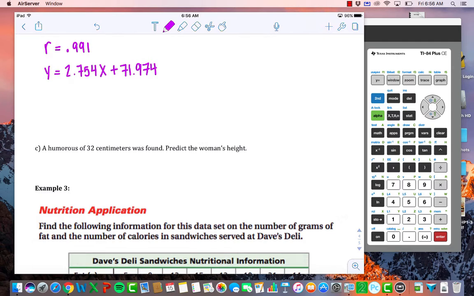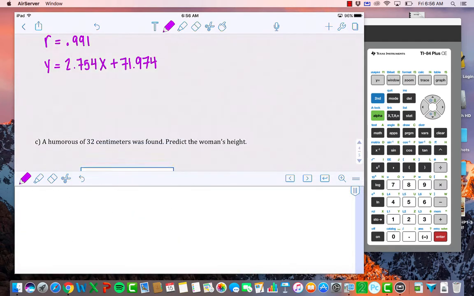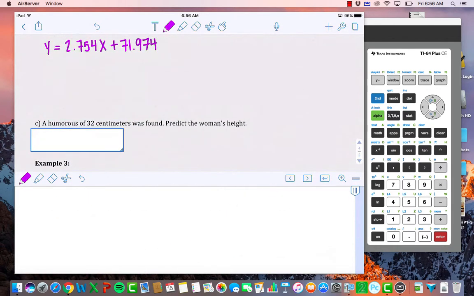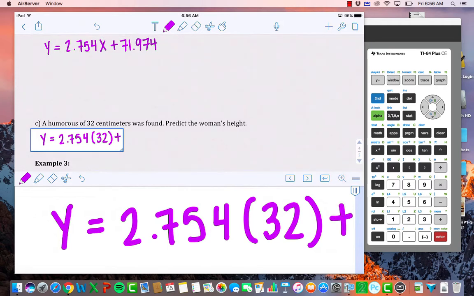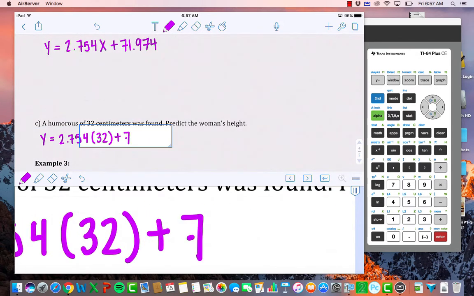So the next part says a humerus of 32 centimeters was found, and we're going to predict the woman's height. Well, humerus was x, so I can plug that into my equation that my linear regression function got me to get 2.754 times 32 plus 71.974.